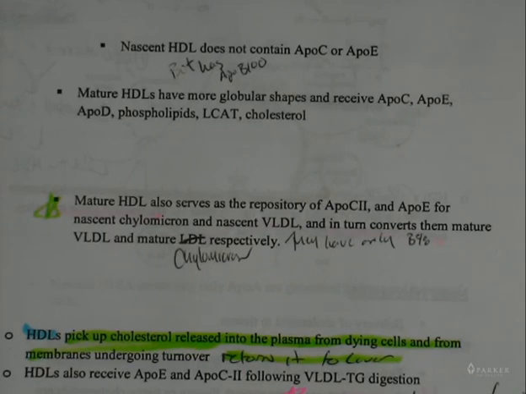HDL serves as a repository. It digests these extra VLDL remnants. It picks up ApoC2 and ApoE. It bumps into nascent chylomicrons and nascent VLDL and converts them to mature chylomicrons and mature VLDL by donating ApoC2 and ApoE, which they lack and they need to be mature.